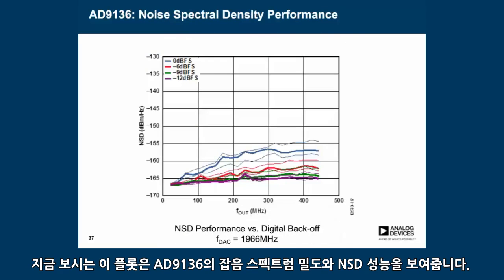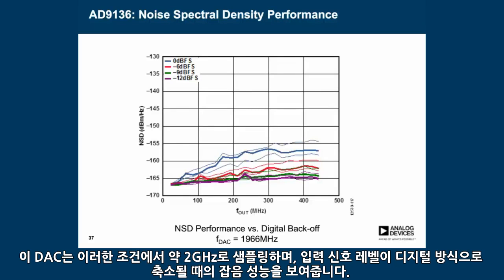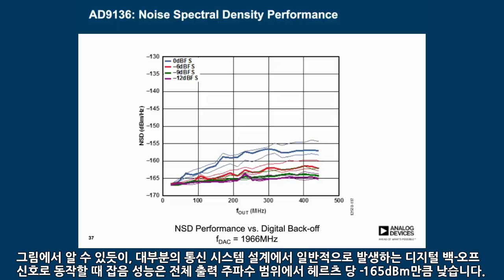The plot here shows the 809136 noise spectral density, or NSD, performance of the part. The DAC is sampling at around 2 GHz for these conditions and shows the noise performance as the input signal level is digitally scaled back. As seen by the plot, the noise performance is as low as minus 165 dBm per hertz across the entire output frequency range when operating with the digitally backed-off signal, which is common for most communication system designs.